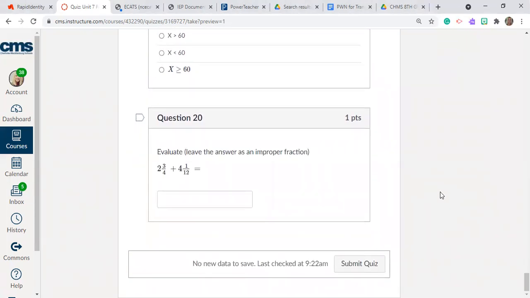Last question, question 20. Evaluate and leave your answer as an improper fraction. 2 3/4 plus 4 1/12. Make sure you write this in your notebook to solve.